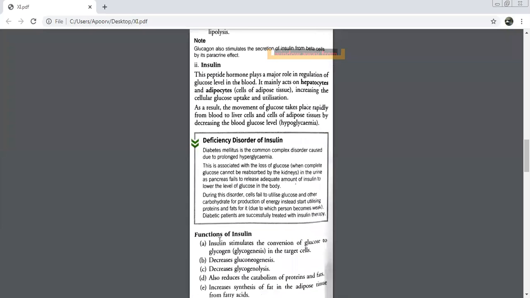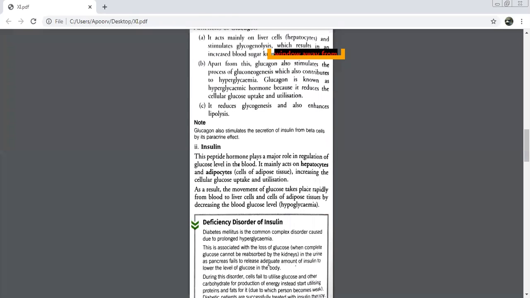If you see the last condition which I told you here, the cells fail to utilize glucose and rather they start utilizing proteins and fats for energy. If you remember, we had done this yesterday. This was gluconeogenesis. And the second term which I've just done with you is glycogenolysis. So please do not get confused between gluconeogenesis and glycogenolysis. Now tell me very quickly, the class is going to get over. What is glycogenolysis?